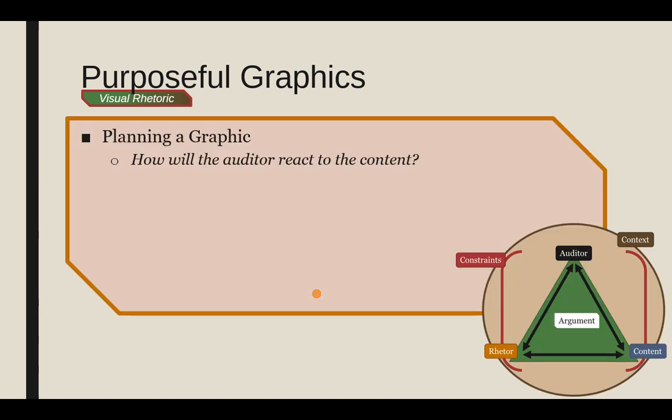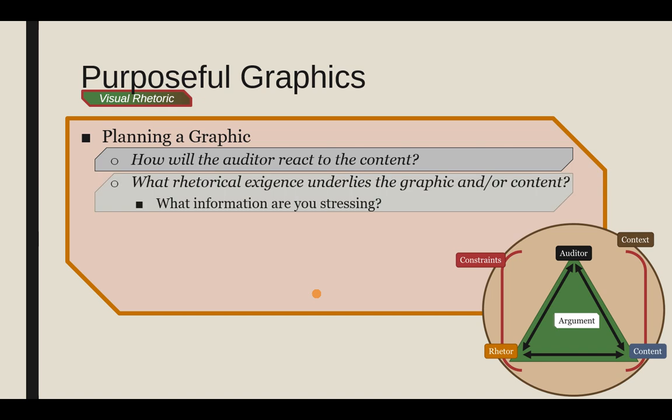All right. So, planning for a graphic. You want to think about how the auditor will react to the content, okay? What's in there? So are you trying to highlight important information or show an overall trend? Are you trying to put it in context with other things? What rhetorical exigence underlies the graphic, or the content that's being highlighted in the graphic? So why are you putting this graphic in?